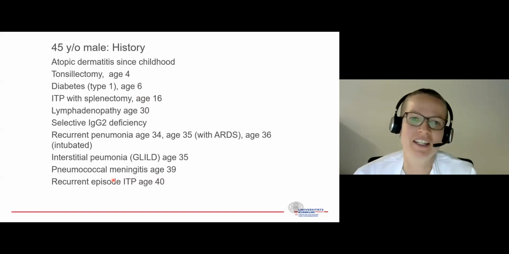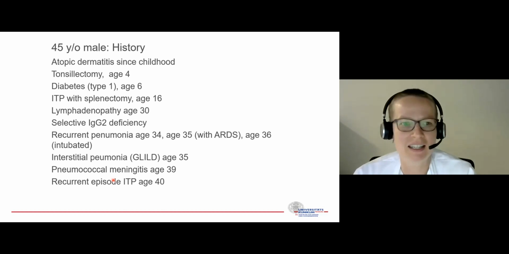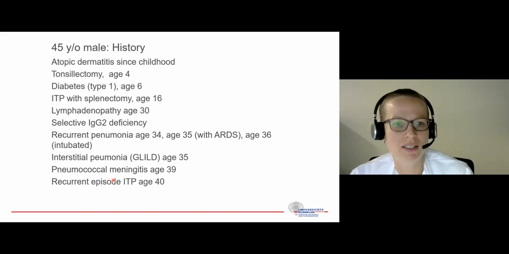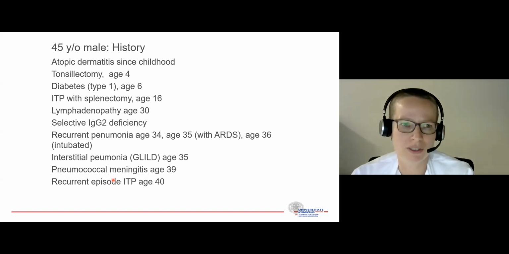Carsten? Yes, he has a very typical history of CTLA4 haploinsufficiency. He had atopic dermatitis since childhood, tonsillectomy at the age of 4, diabetes mellitus type 1 at the age of 6. Then he continued as a teenager with thrombocytopenia and received splenectomy at the age of 16. He started to have lymphadenopathy at around 30 years of age.